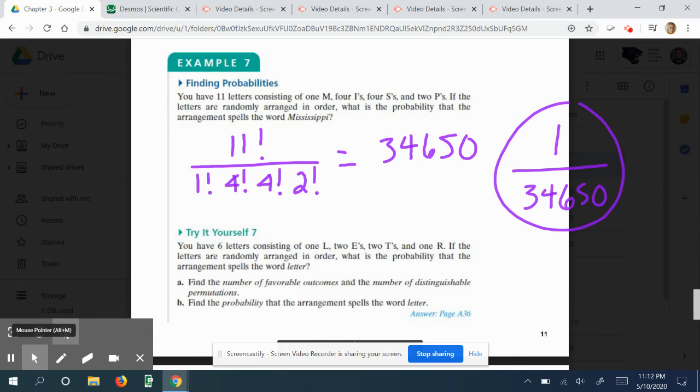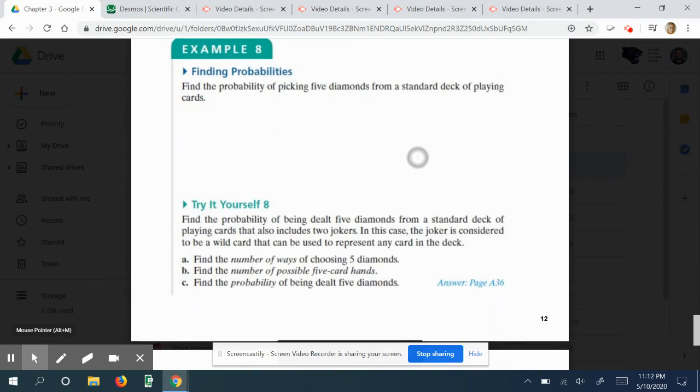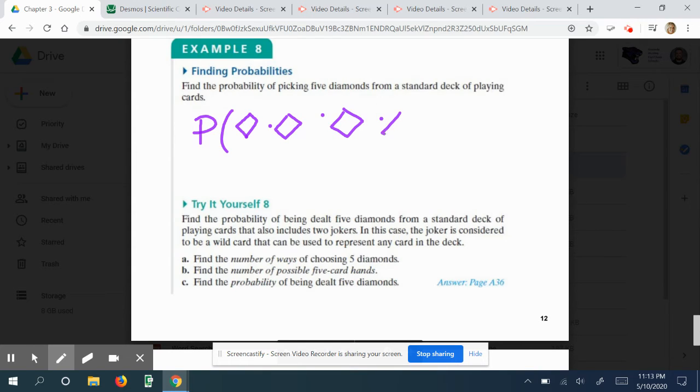Okay, here's a guided practice problem that you can try too. Example 8. It says, find the probability of picking 5 diamonds from a standard deck of playing cards. Okay, so let's think about this. The probability of 5 diamonds. Okay, so diamond, diamond, diamond, diamond, diamond, right? So think about it.